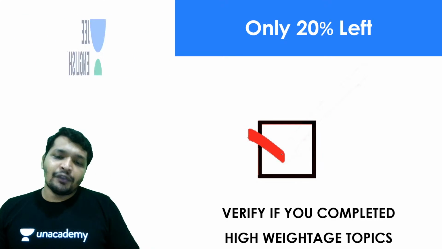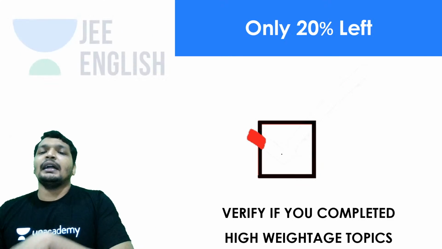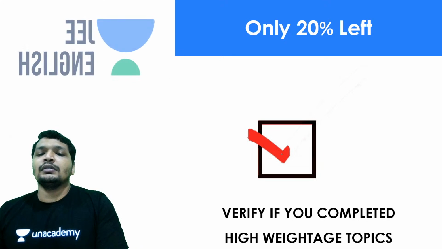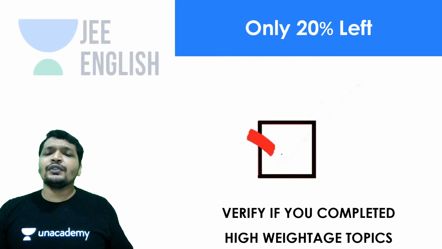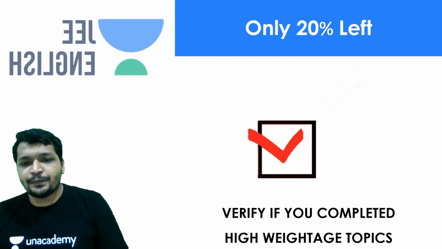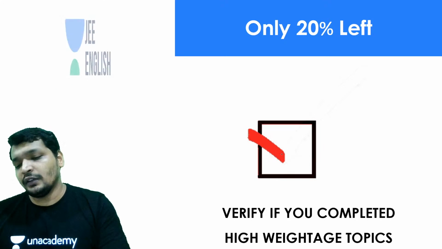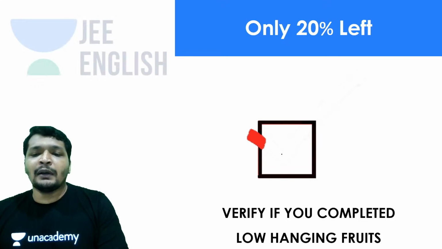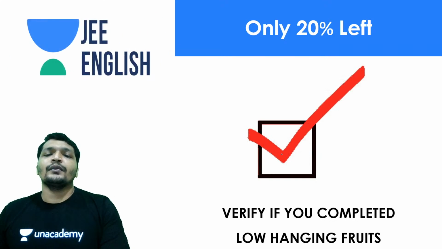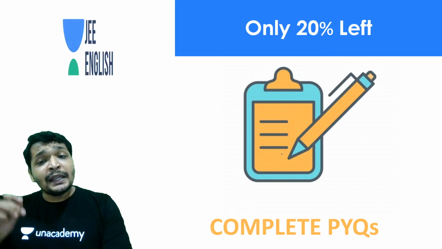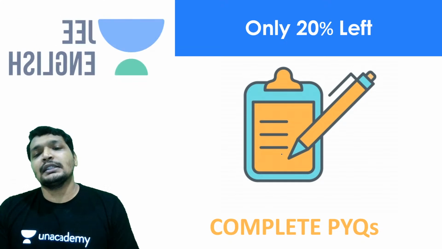In your case, if you are claiming only 20% is left, maybe rotational mechanics is the thing that you want to do. If not, even if not, you know what, complete the low hanging fruits first and then move in the order. First low hanging fruits according to me, because it's less time taking, if you haven't completed any topic from low hanging fruits. Hence, verify if you have completed low hanging fruits as well. First priority would be weightage, second priority would be low hanging fruits. And then complete PYQs to get a realistic understanding of your preparedness.